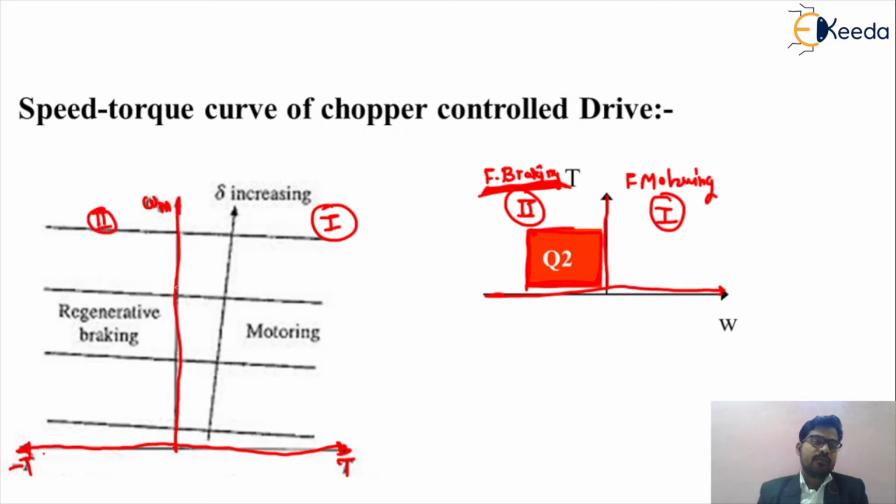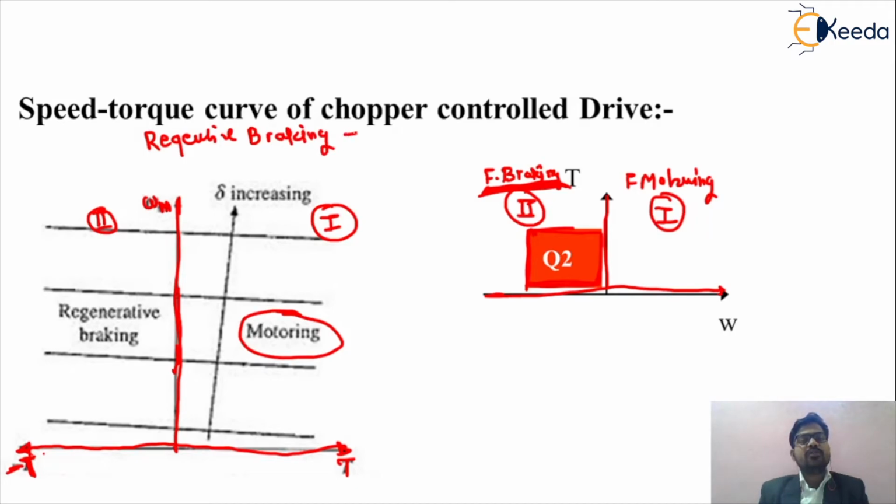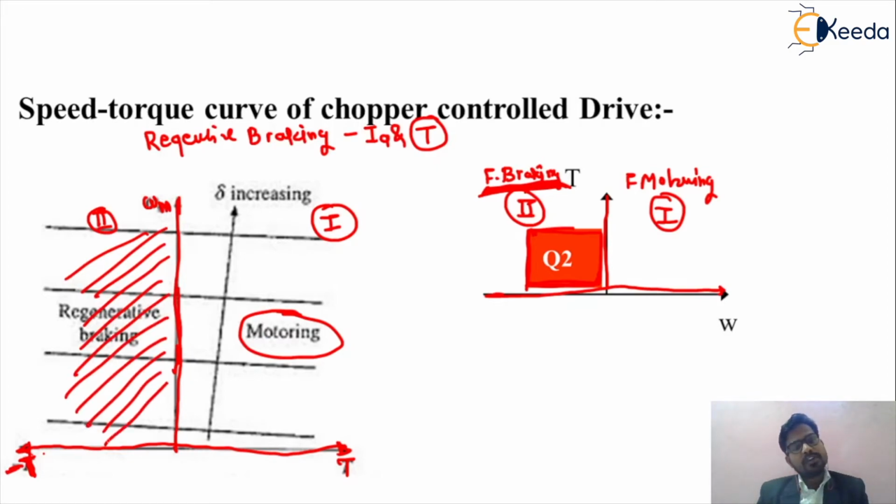Okay, now this is for your motoring operation, quadrant number one, in which torque and speed are both positive. But in regenerative braking, the value of torque is negative. That is a very interesting concept, because while studying regenerative braking we derived why the torque is negative: the current is negative. Current and torque are proportional, so the torque is negative. This operation is called quadrant number 2, the regenerative braking operation.